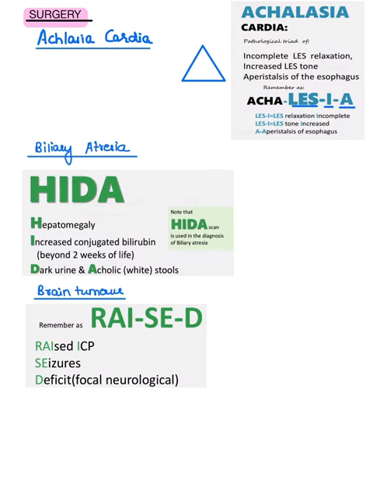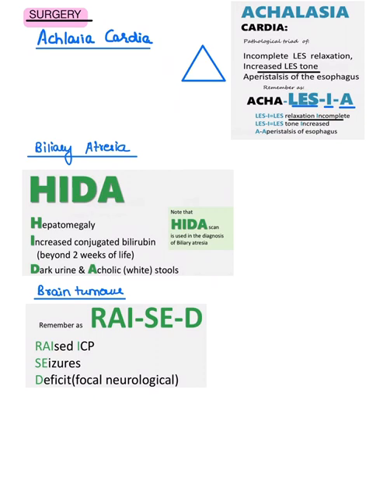If you talk about the achalasia cardia, so what happens? The lower esophageal sphincter fails to relax completely. Okay, so what happened? There is incomplete relaxation of the lower esophageal sphincter. There is an increased lower sphincter tone, and there is absent peristalsis of the esophagus.